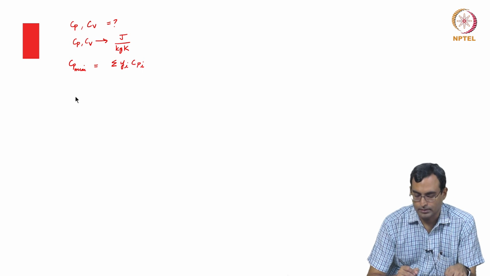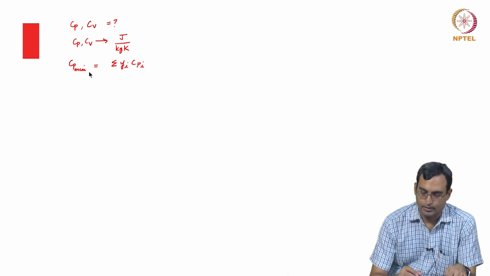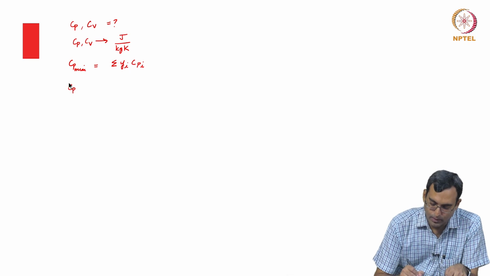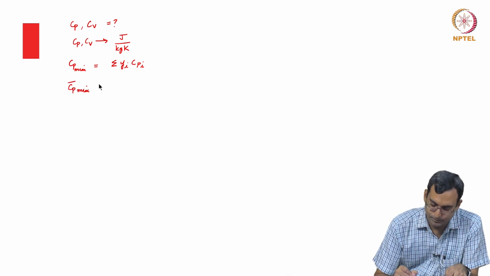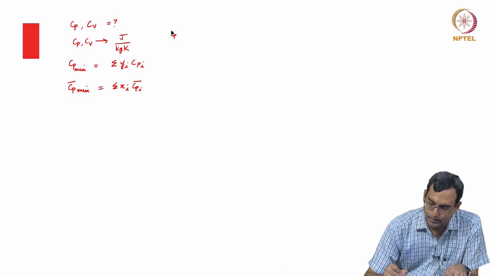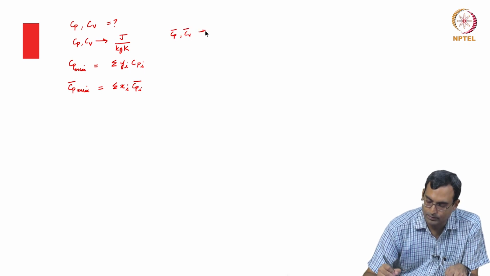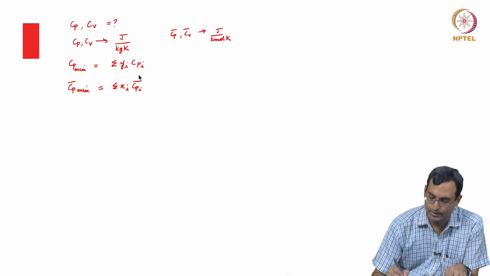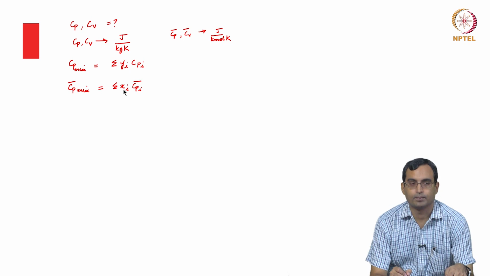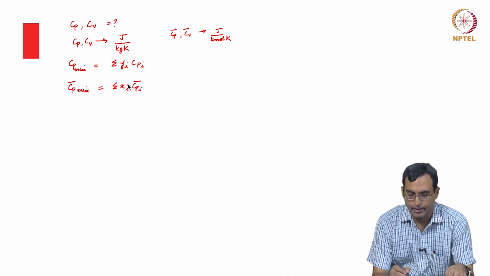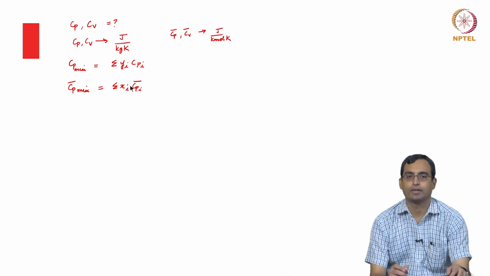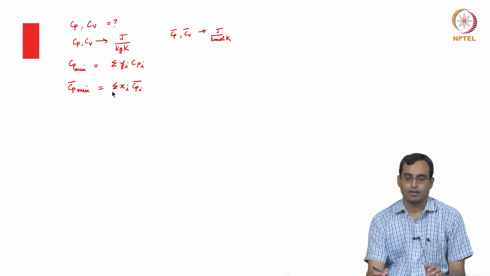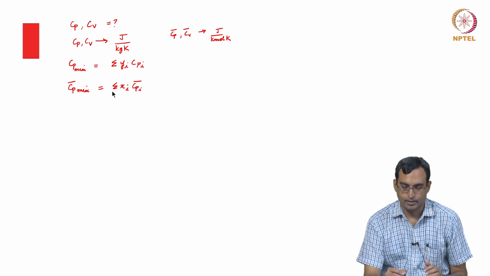What I can also do is find Cp on a molar basis for the mixture, which will be sigma of xi into the molar Cp, because if I take molar Cp and Cv, this has units of joule per kilomole Kelvin, which means I can add them in this fashion. I can do this as well. And then after doing this, I can convert it back into this by using the molecular weight of the mixture. So, I can do it in either of these ways.